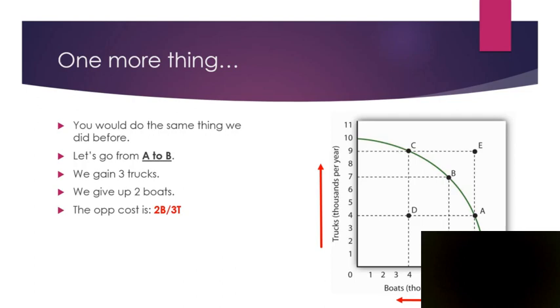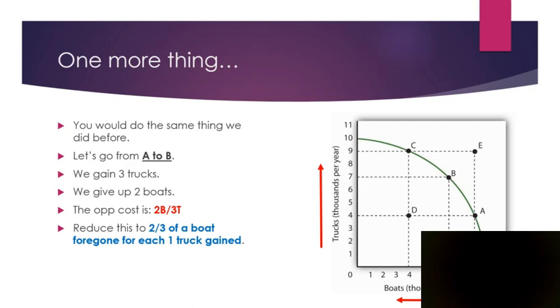So plug in the numbers, guys. Remember, what's foregone over what's gained. It's still the same equation. In this case, what's foregone is the boats. So I put 2 boats, foregone, divided by what's gained, 3 trucks. So 2 boats foregone divided by 3 trucks gained. So if I reduce this to be 1 on the bottom, what that tells me is 2/3 of a boat are foregone for each 1 truck gained.